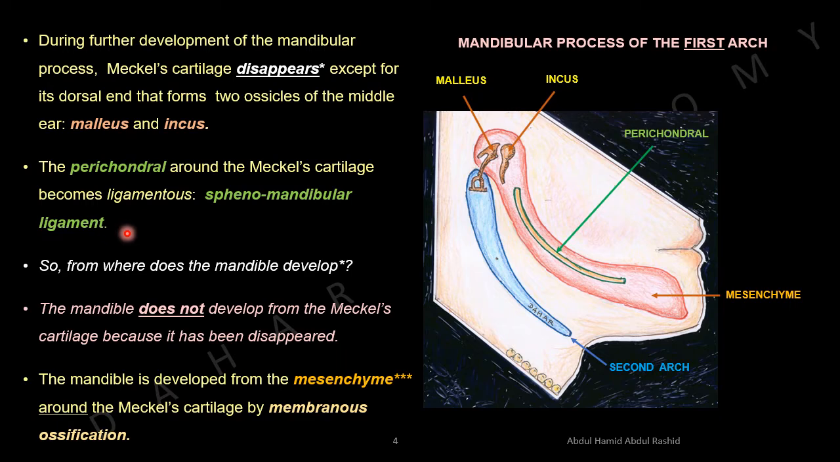So from where does the mandible develop? The mandible does not develop from the Meckel's cartilage because it has disappeared. The mandible is developed from the mesenchyme around the Meckel's cartilage by membranous ossification.